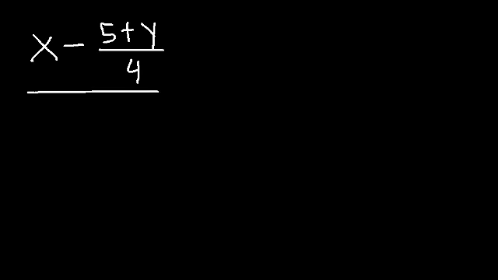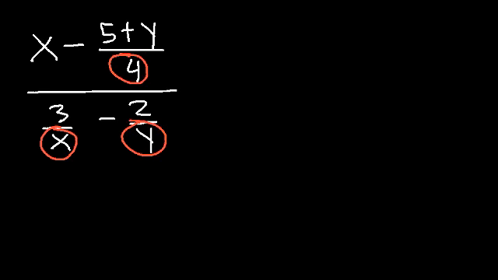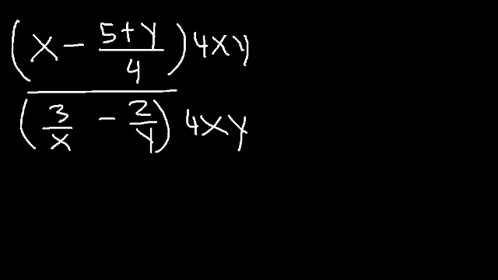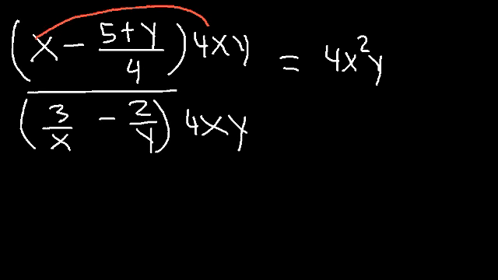Now what about this one? x minus 5 plus y divided by 4 divided by 3 over x minus 2 over y. So we have a 4, an x, and a y in a denominator. So let's multiply the top and bottom by 4xy. So 4xy times 4, that's going to be 4x squared y. On top, the 4's will cancel. So we're going to have 5 plus y times 4y, which I'm going to write it like this.